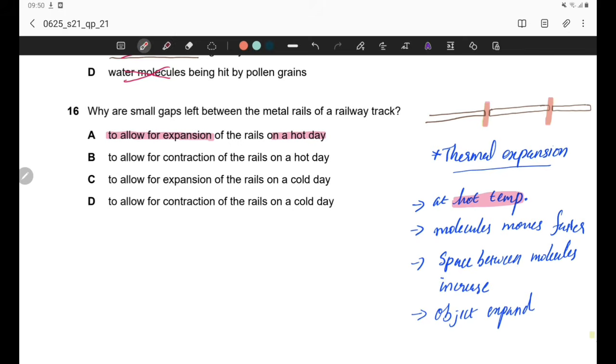We can see other options. Option B says to allow for contraction on a hot day. On a hot day, it will only expand, no contraction. Option C says for the expansion on a cold day. On a cold day, it will contract, not expand. Option D says to allow for contraction of the rail on a cold day. The statement is correct that on a cold day, it will contract. But leaving space means we are thinking about the expansion. When it expands, there should be enough space. That's why we leave space. So the correct answer is option A.